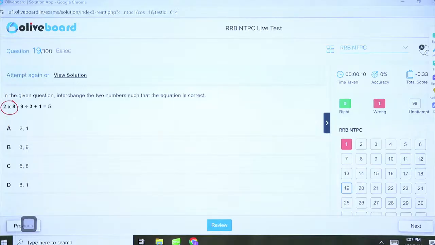But let's try that. So this is 8 minus 3 plus 2. That is minus 1. 8 minus 1 is 7. So this is not working out for us. 3 and 9 changing it will not make any sense, because 3 divided by 9, 1 by 3, no multiplication here, this is useless. 5 and 8, so 2 8s are 16, 2 5s are 10, and this becomes 8. So 10 minus 3 plus 1, that is minus 2 is 8. Yes, so this is the correct answer.